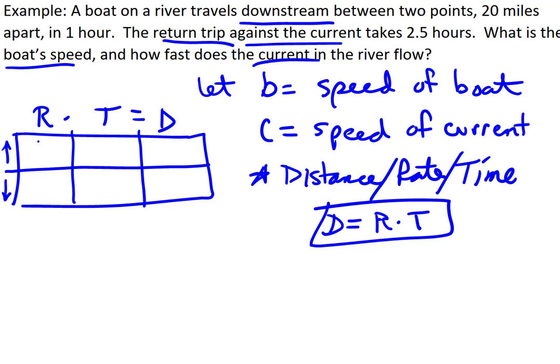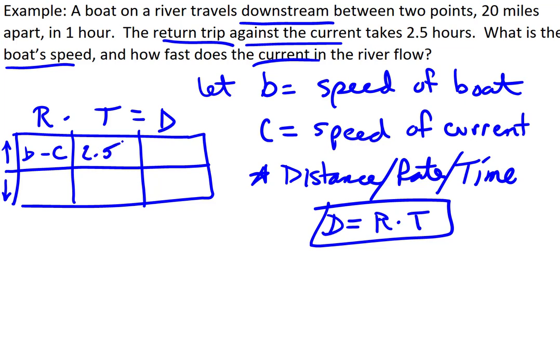The rate upstream is going to have to be slower, which we're going to represent as the boat speed b minus the current, right? The current is working against the boat, so we subtract the speed of the current, that's c, for the overall rate. So our rate going up is b minus c. Now, the time going up, if we can continue along this top row, they do give us some indication here. The boat travels downstream in 1 hour. The return trip against the current, that's upstream, takes 2.5 hours.